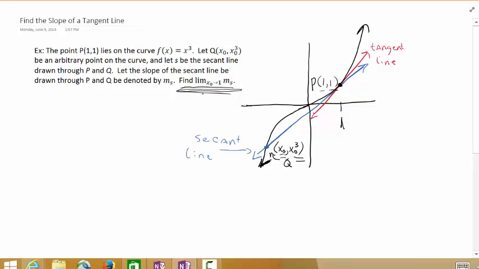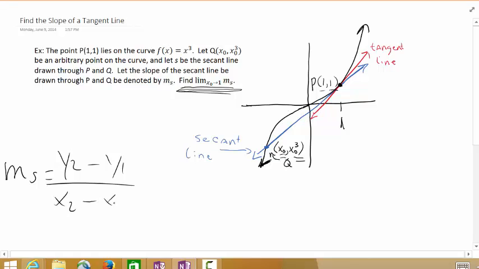To start this process, we have to use some prior knowledge about how to find the slope of a line. So we start by finding the slope of a secant line. So we use m sub s, since we're looking for the slope of the secant line. Recall that the formula to calculate slope from algebra is y sub 2 minus y sub 1 all over x sub 2 minus x sub 1. And the points that we're going to use to calculate the slope are the points that are on this secant line.